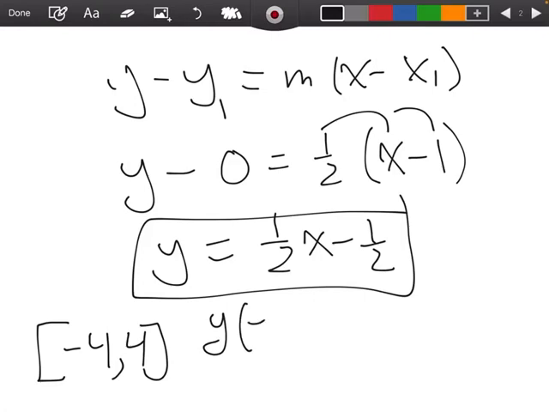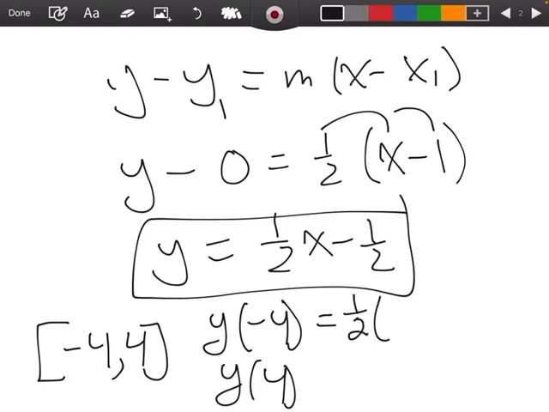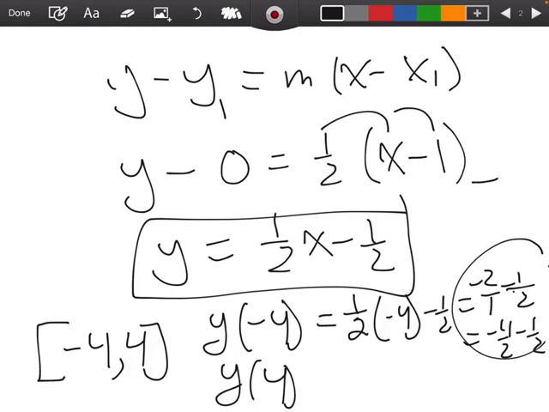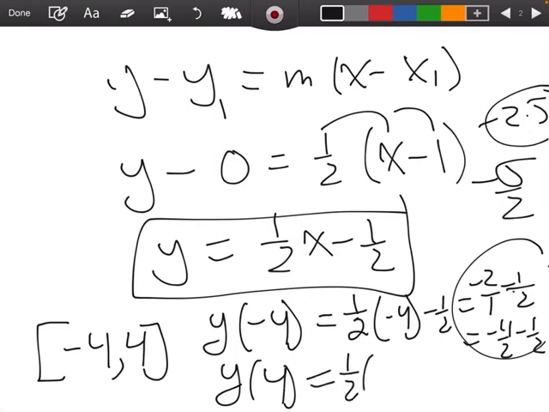Now they're telling me to do this over the interval from -4 to 4. So really what I want to figure out is the y value at -4 and the y value at +4. So let's do it this way. 1/2 of -4 minus 1/2 is -2 minus 1/2, which is -4 over 2 minus 1 over 2. That's going to give me -5 over 2, or -2.5. And then at 4, 1/2 of 4 minus 1/2: 1/2 of 4 is 2, minus 1/2 is 3/2, or 1.5.